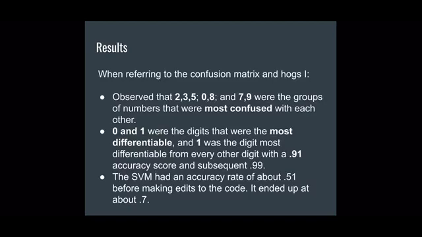0 and 1 were the digits that were most differentiable from each other, with the highest accuracy score being 0.99. This shows us that using the SVM with the histogram of oriented gradients is most likely not the optimal way of classifying the MNIST dataset.